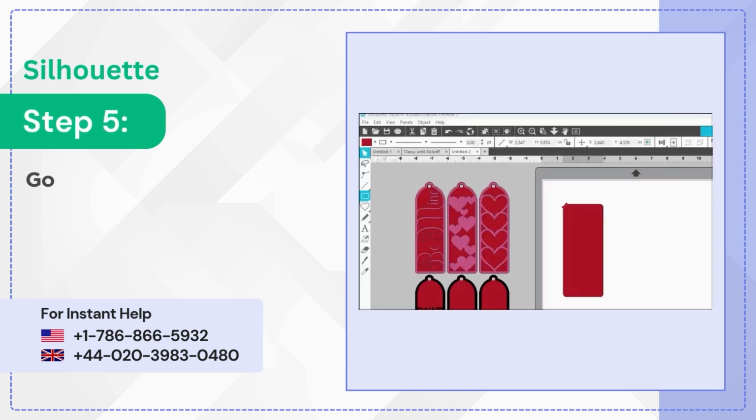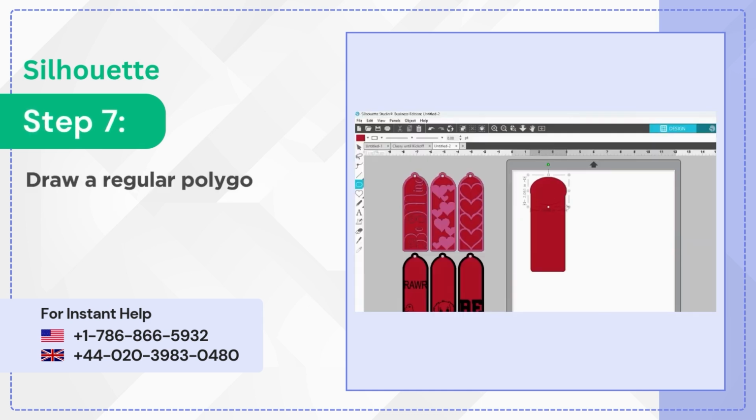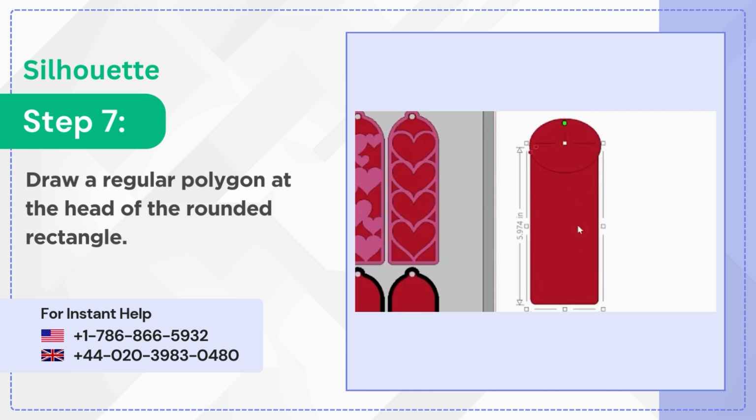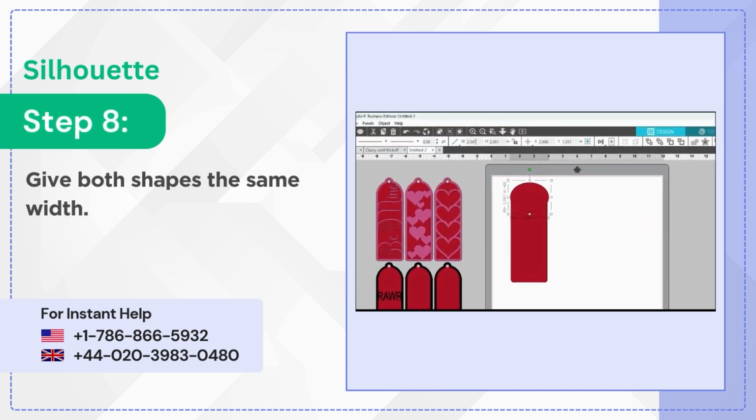Step 5. Go back to drawing tools. Step 6. Select a regular polygon. Step 7. Draw a regular polygon at the head of the rounded rectangle. Step 8. Give both shapes the same width.